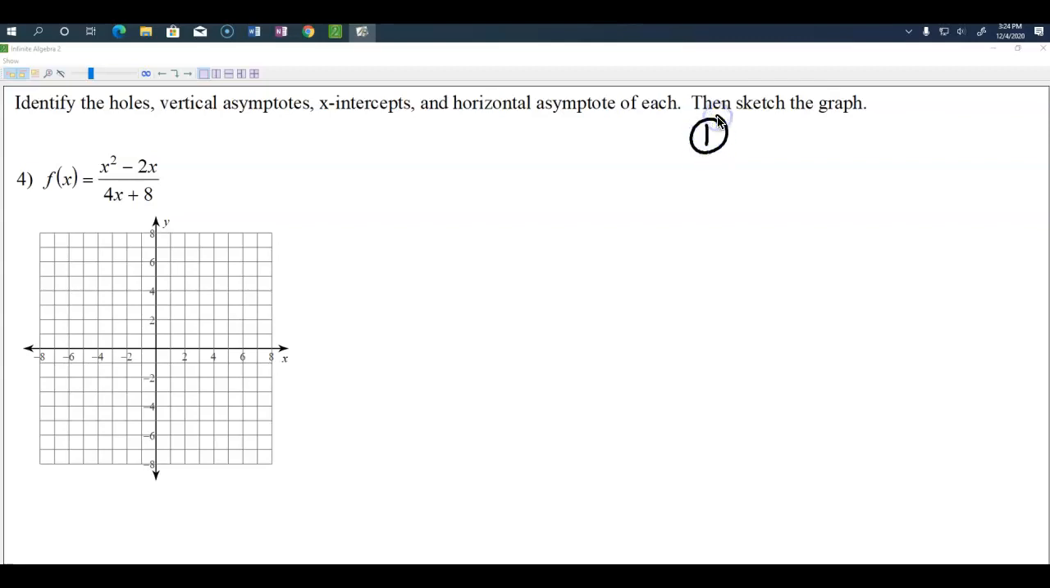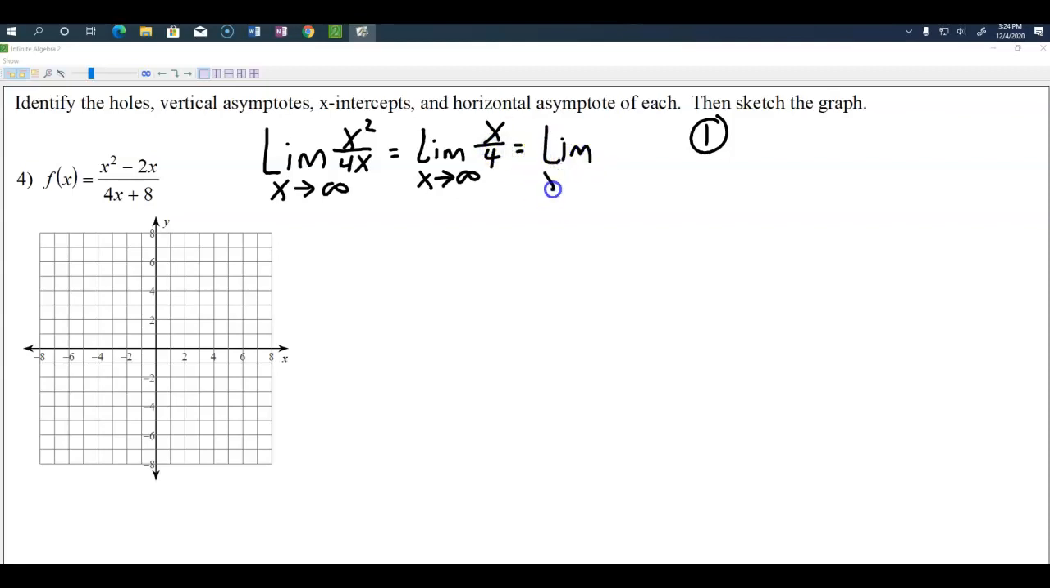Now, for the first step, we want to find the end behavior, right? So I'm going to take the first term off the top, the first term off the bottom, and then I'm going to simplify that, which is x over 4, which we talked about before. We kind of like to rewrite that in this fashion. And we talked about that yesterday.